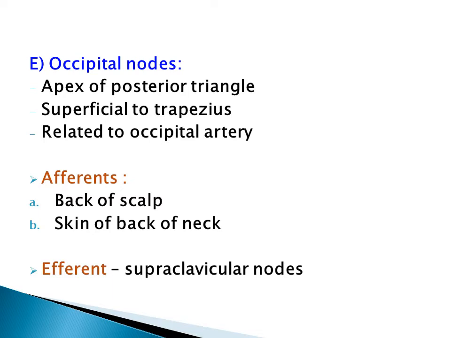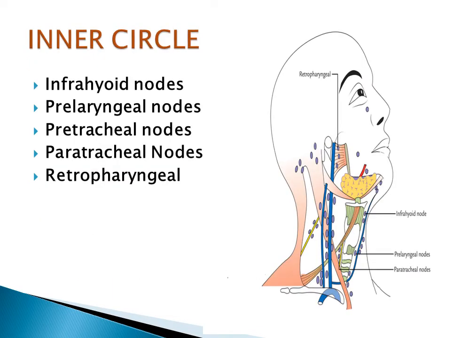So here the lymph from the occipital nodes is carried by the efferent lymphatics to the supraclavicular nodes. Now we will talk about the inner circle of the superficial group of lymph nodes. We are still talking about the superficial group. So we said there are cervical groups. Cervical group of lymph nodes are of two groups. One is the superficial group and the other the deep group. Superficial group has an outer circle, which is called the pericervical collar, and an inner circle.